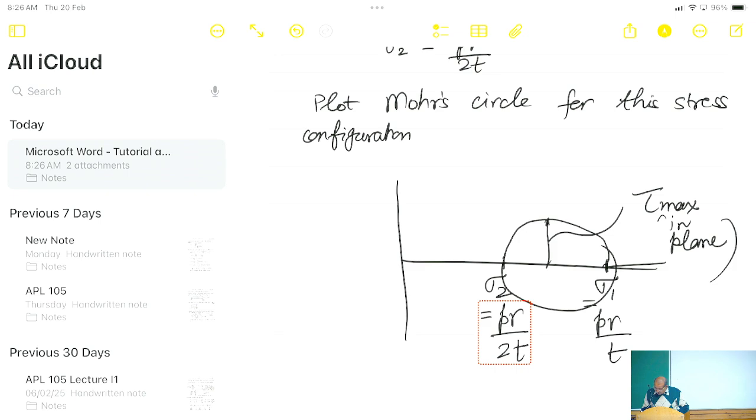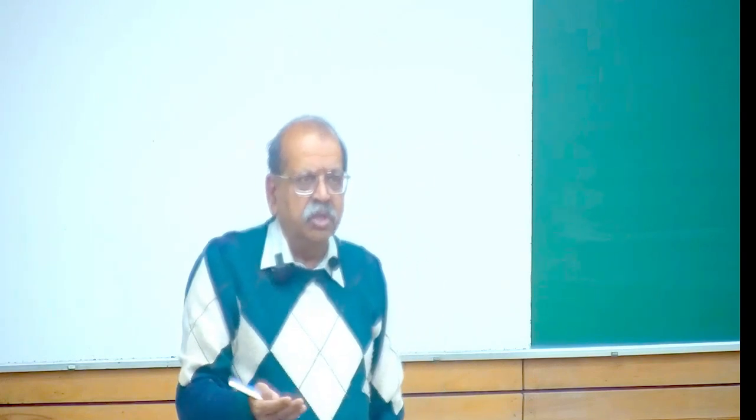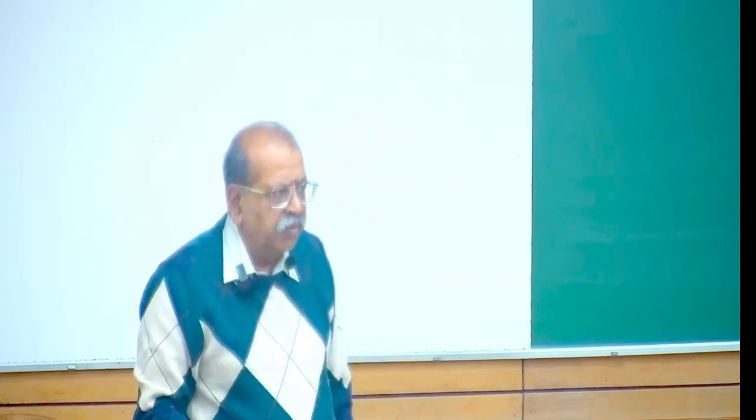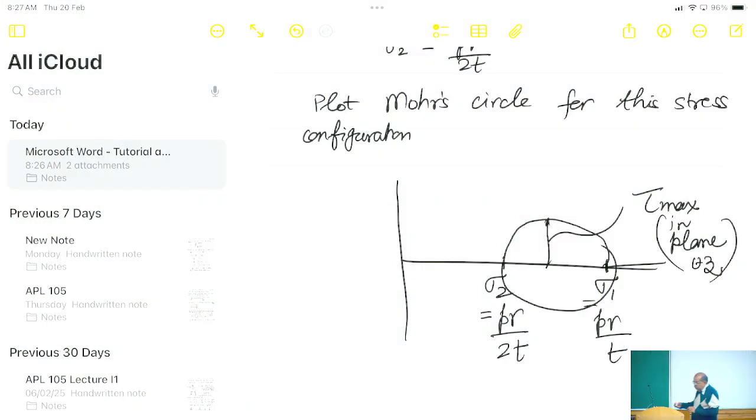In which plane is this? The sigma theta and sigma z, the theta z plane. In that plane of theta z, this is tau max. And what's the value of tau max? It is sigma 1 minus sigma 2 divided by 2. So this is PR by 4t, because sigma 1 minus sigma 2 is equal to PR by 2t. So therefore this radius is equal to PR by 4t.